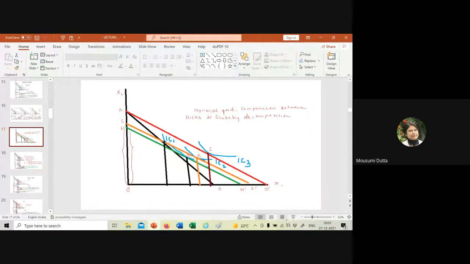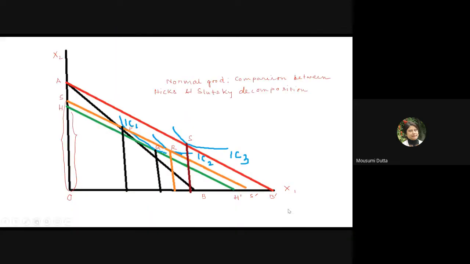I'll draw the diagram and analyze everything. Before drawing the diagram, just a brief about the difference between Hicks and Slutsky. First of all, like previous cases, here also I'm considering a reduction in relative price of X.